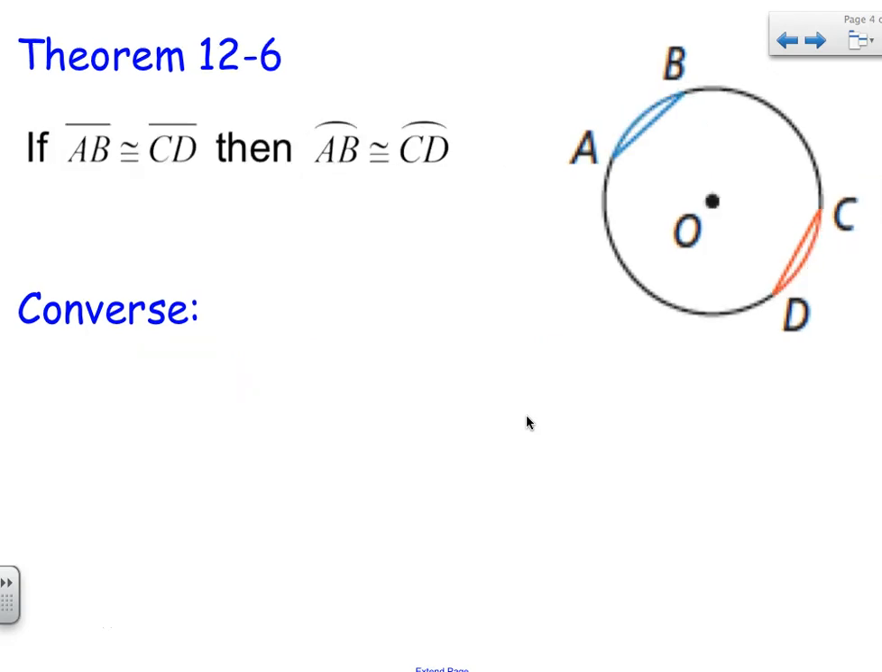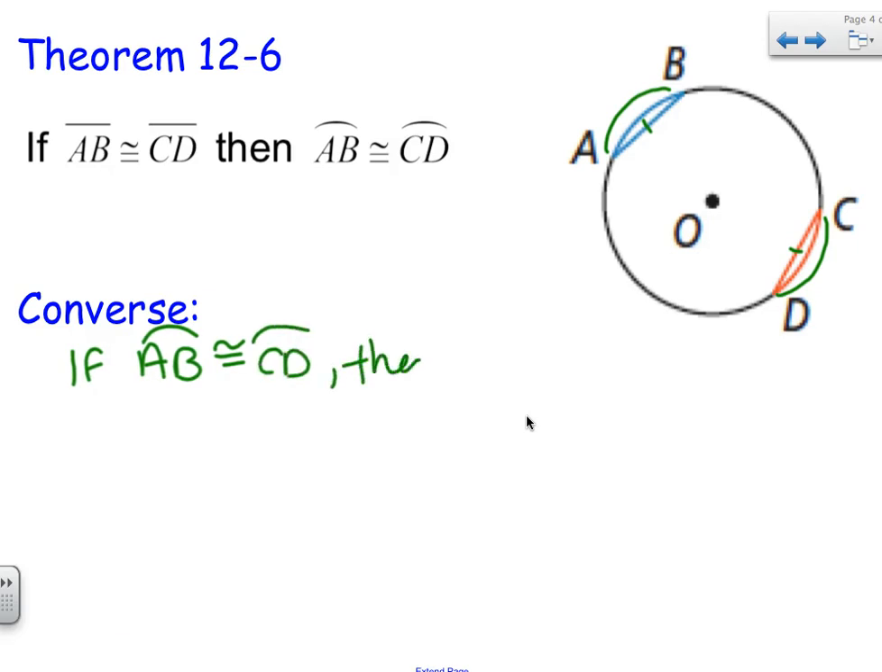All right, one more. So I've got two chords, and if I know AB is the same as CD, then I also know that their arcs are the same. The converse of that is if their arcs are congruent, then I also know that the chords are congruent. So if I know arc AB is congruent to arc CD, then I know this chord is congruent to that chord. All right.